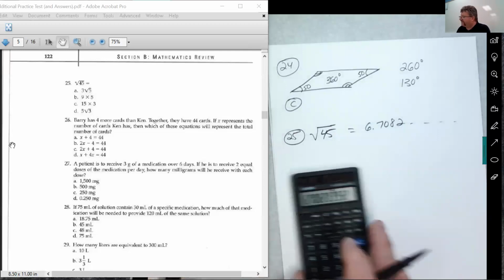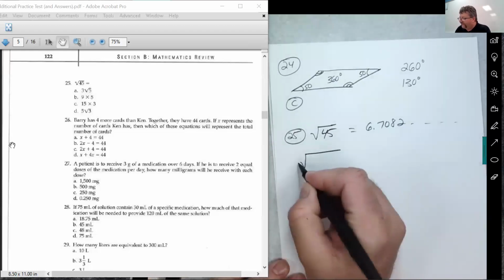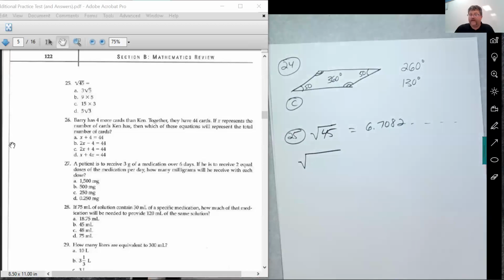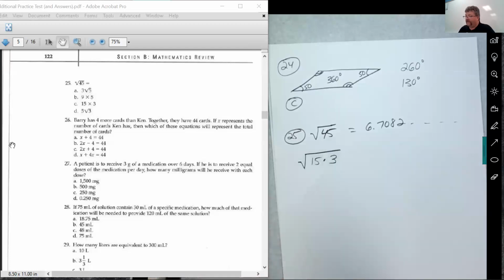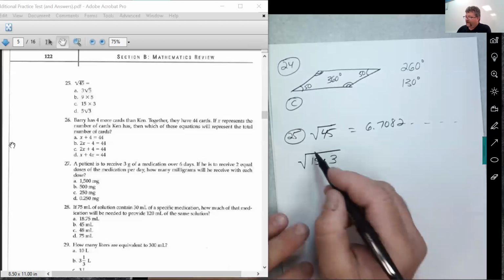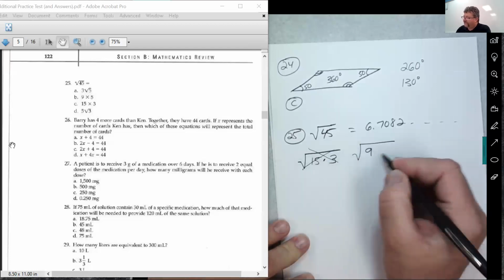My choices don't look anything like that. So we need to remember some properties of radicals, okay? We need to factor that 45 in such a way that we can find a perfect square root hidden inside. Now you may say, 45 is 15 times 3, and you're right, it is. However, the 15 is not a perfect square root, neither is the 3. So factoring it in that fashion didn't help us.